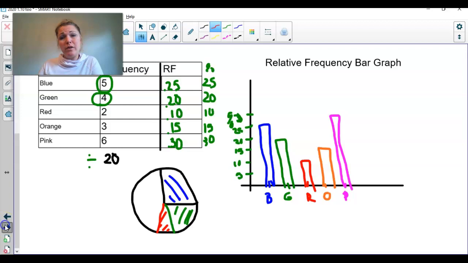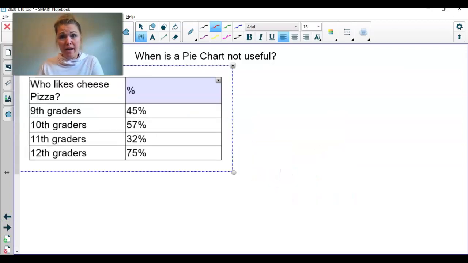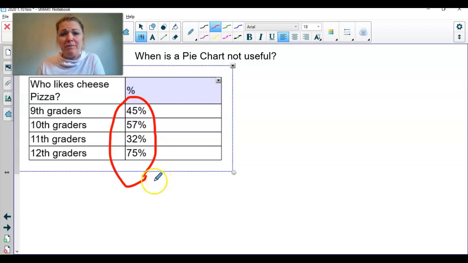And you also need to know that sometimes with the data that you have, pie charts are not useful. If you look here, we have the percentage of 9th graders that like cheese pizza, as well as 10th, 11th, and 12th graders. Right away, you can see this data does not add up to 100%. So I can't do a pie chart, but what I could do is 4 pie charts.